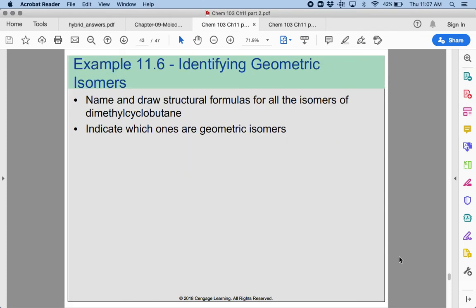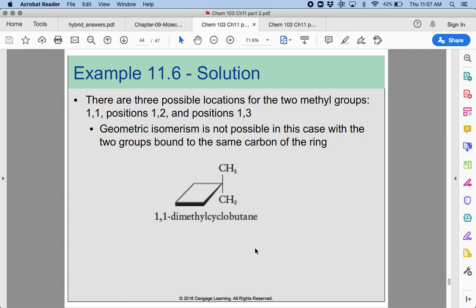So, I would like you to try and draw and name the different structural isomers for dimethyl cyclobutane now. Cyclobutane is going to be a square, right? 4-carbon ring. Now, we told you dimethyl, so there's a couple different options here. We could have the methyl groups be on both on the 1 carbon, the 1 and the 2 carbon, the 1 and the 3 carbon. You may be going, well, why can't it be on the 1 and the 4?